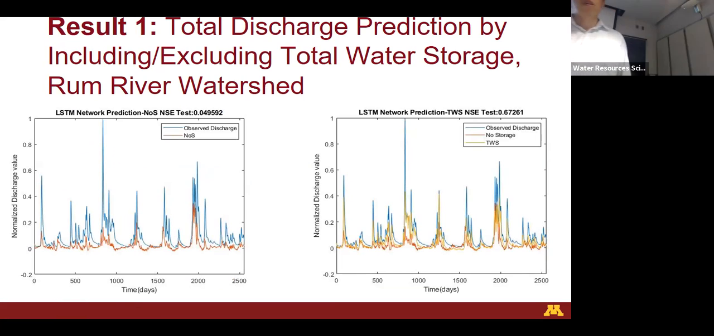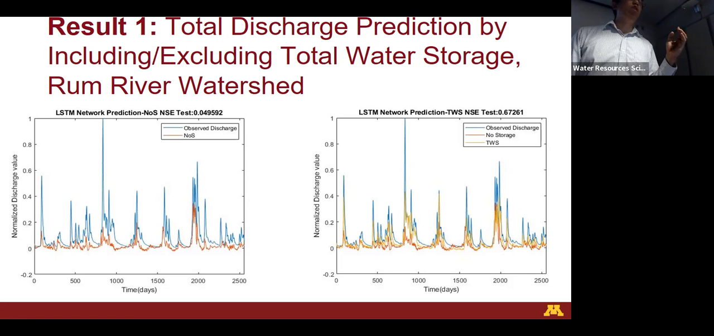So here is the first result of a prediction. The hydrograph on the left shows the blue one was the observed data from HSPF, and the red hydrograph was the prediction without the storage. As you can see, the problem is that it has difficulty predicting the peak flow of the hydrograph. Again, this one shows the discharge of the total outflow from the Rum River watershed, and without water storage, it cannot predict the peak flow.